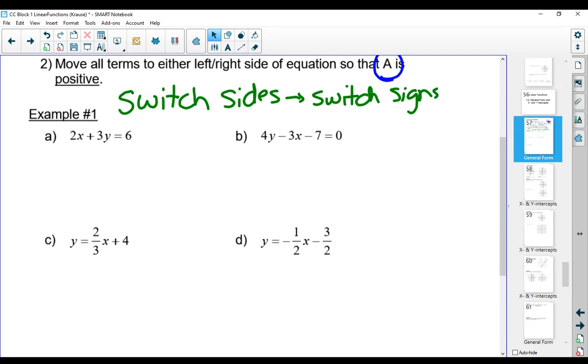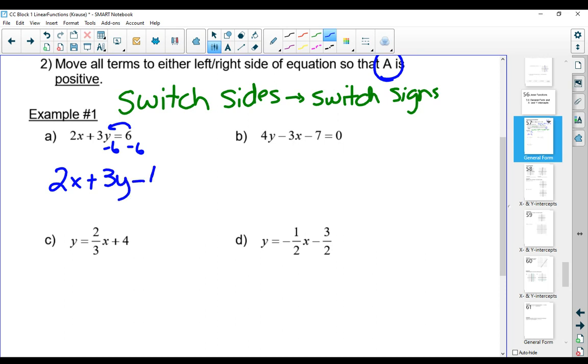The first couple examples have no fractions, so we don't have to worry about the fraction piece. But we do have to move everything to the left or right side of the equation to make x positive. And so this first equation says 2x plus 3y equals 6. The x is positive, so the 6 is what has to move over. So we're essentially subtracting 6 from both sides. Or if you remember, when we switch sides, we switch signs. 2x plus 3y, when the 6 moves over, it becomes negative, equals 0.